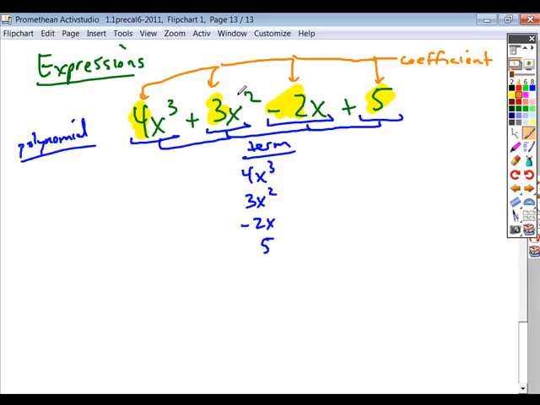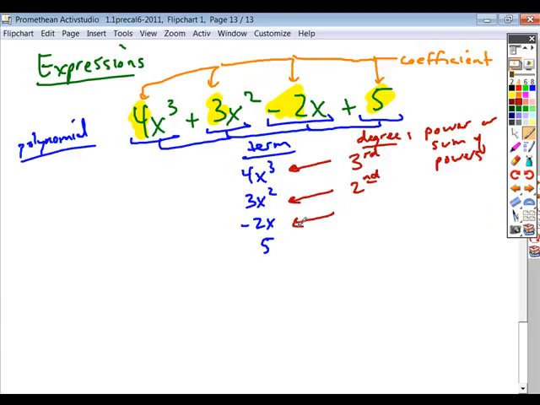When you're dealing with these terms, you also need to be able to identify the degree of a term. The degree of a term is its power, or sum of powers. So when you're looking at each individual term here, the 4x cubed has a degree of 3, meaning it's a third degree term. The 3x squared has a degree of 2, meaning it's a second degree term, then the first degree term. And when you have no variable at all, it's referred to as a 0 degree term. A 0 degree term is also referred to as a constant.